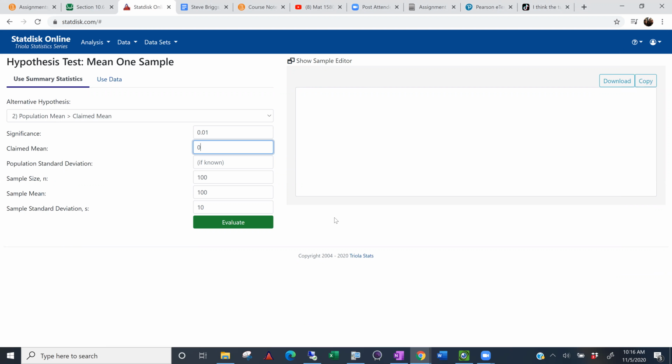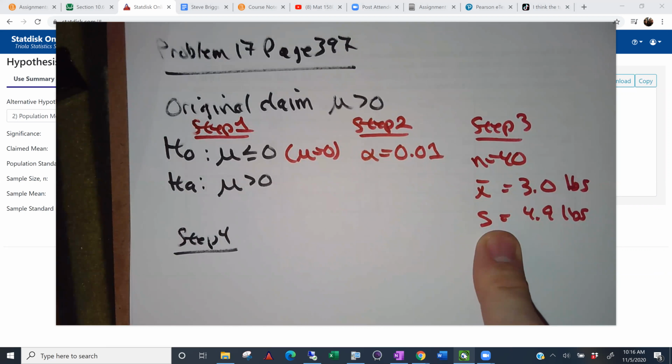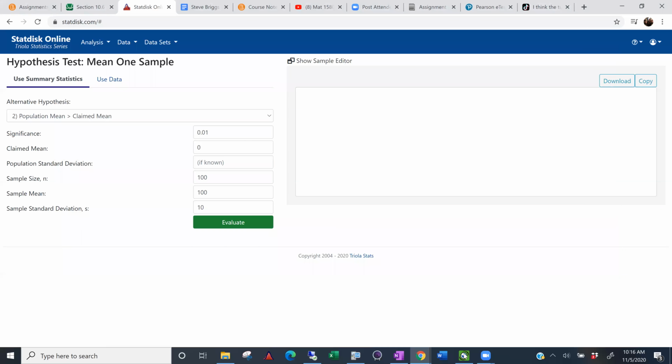Do I know the population standard deviation? No. If you look at what we've got, it's the sample standard deviation. That's not sigma. They would have to give you sigma, all right? This just comes from your sample of 40 subjects. So the sample size is 40. We're going to leave the population standard deviation as is. The sample mean was 3. Sample standard deviation was 4.9. And let it rip.